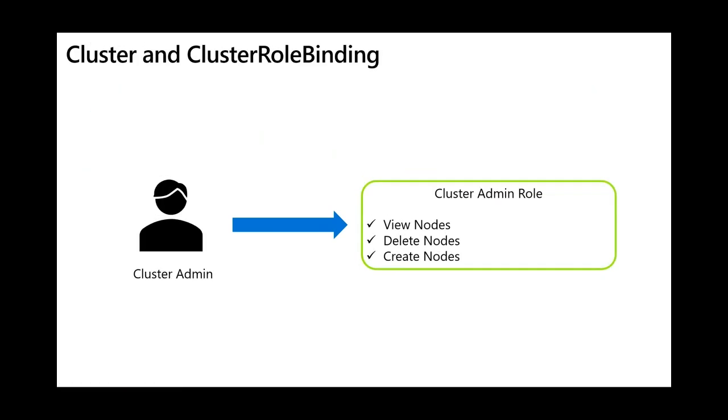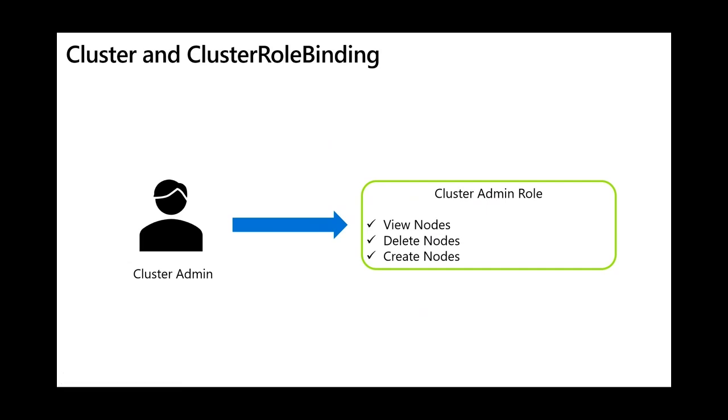Another example that you could see is a cluster role and cluster role binding. So the difference here is that this cluster role is similar to a role, but here it applies to the entire cluster rather than just a single namespace. So in the previous slide, we saw that we were bounded by that default namespace, but that's no longer the case with this cluster role and cluster role binding. So I have my cluster admin here who has this cluster admin role, and that allows them permissions to view the nodes on the cluster, delete nodes, and create nodes.